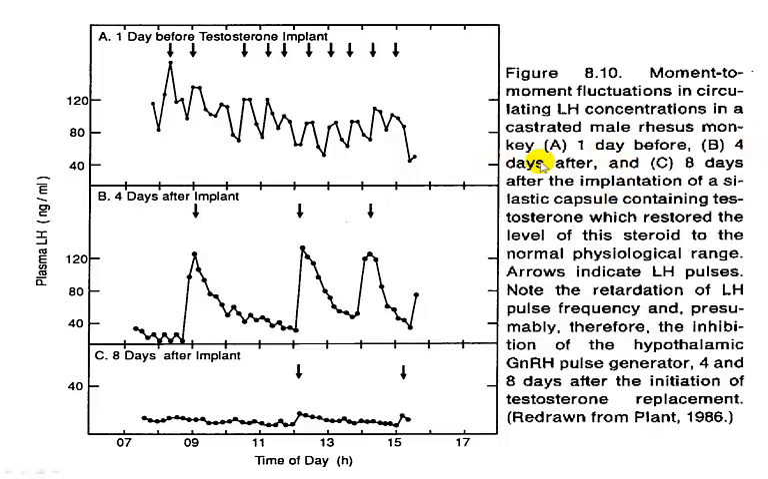And here they did 1 day before, 4 days after. So they gave it 4 days to kind of settle into place, and then 8 days after. So hormone 3 would be restored to physiological range levels. And those are just measured. And then the arrows indicate the LH pulses. Note the retardation of LH pulse frequency and presumably, therefore, the inhibition of the hypothalamic GnRH pulse generator 4 and 8 days after initiation of the testosterone replacement.